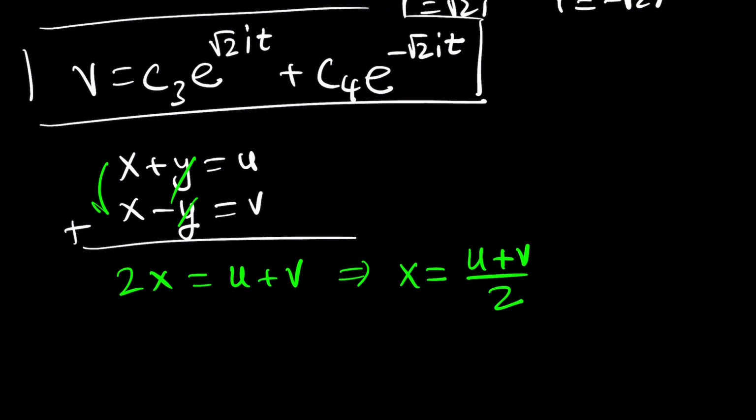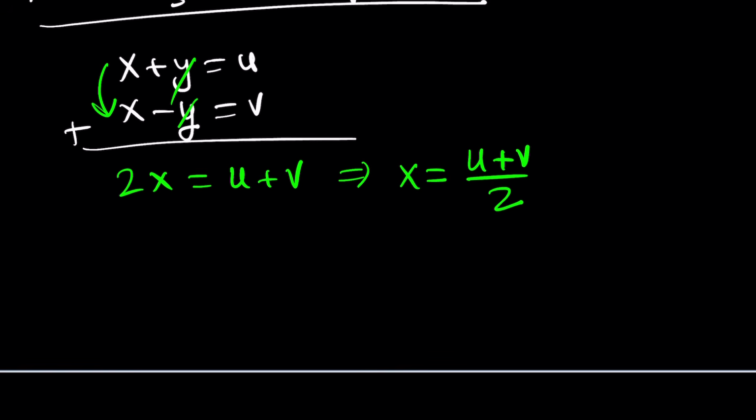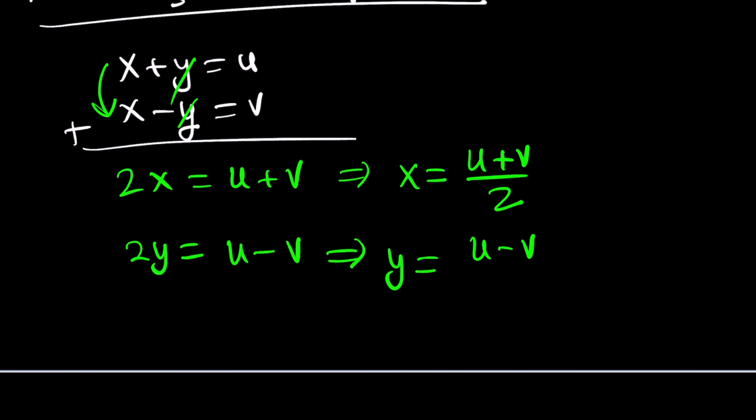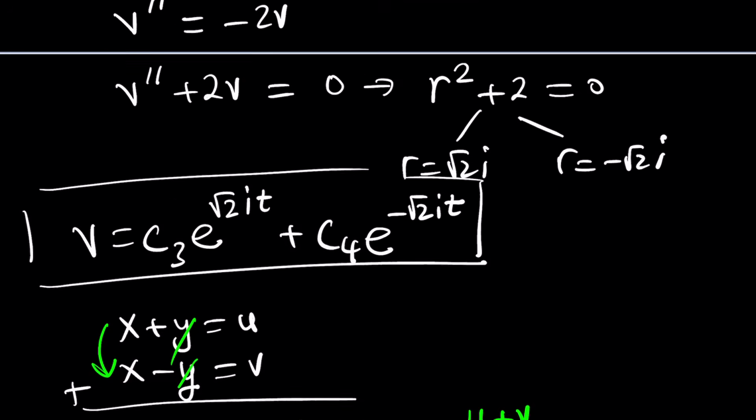Awesome. And similarly, if you subtract these two equations, the x's are going to cancel out. You're going to get 2y is equal to u minus v. So y is going to be u minus v divided by 2. Now, by using the results for u and v, you can recover x and y from here. Let's go ahead and do that.